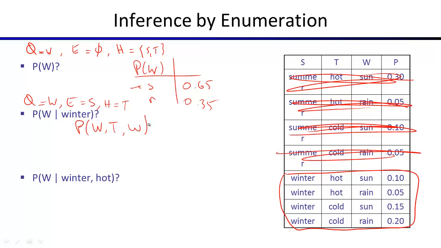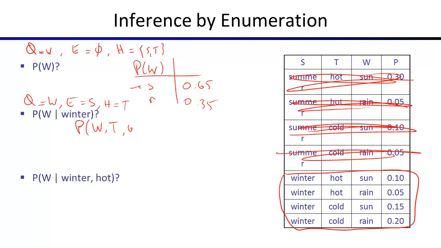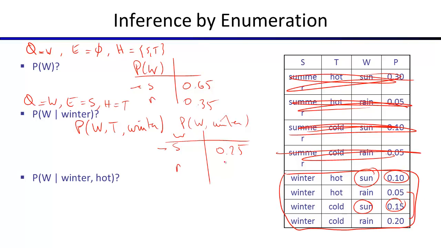Next step is to sum out over the hidden variable, which is T. What does that mean? We're going to end up with a table for W, comma, winter, and W can take on the values sunny or rainy. The probabilities we'll find by summing together. For sun, we look over here, sun and sun, sum these two together. That gives us the entry here. The other entry is the other two values, also 0.25. At this point, we need to renormalize to get the conditional distribution. So we divide by the sum of these, which is 0.5, and that makes it into the conditional distribution.